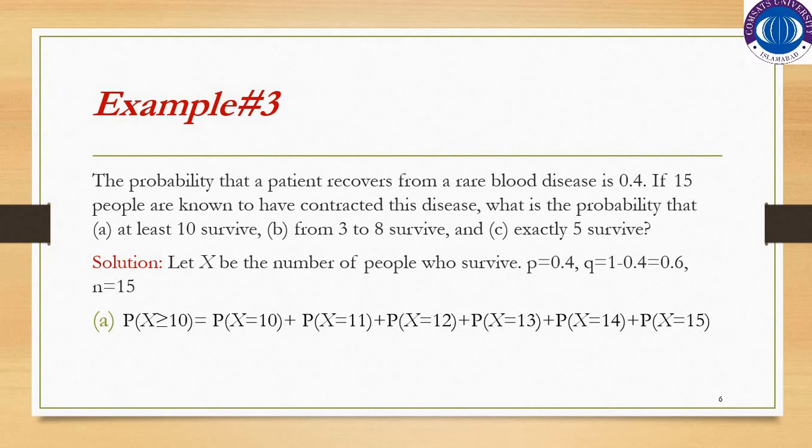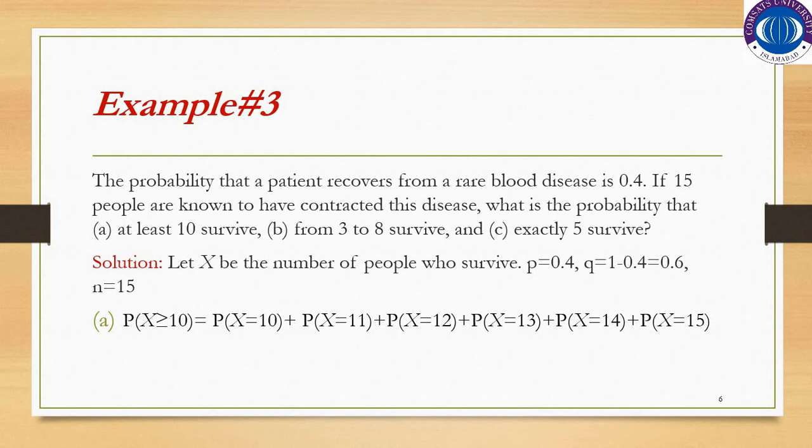The probability that a patient recovers from a rare blood disease is 0.4. If 15 people are known to have contracted this disease, what is the probability that at least 10 survive? From 3 to 8 will survive. Exactly 5 will survive.